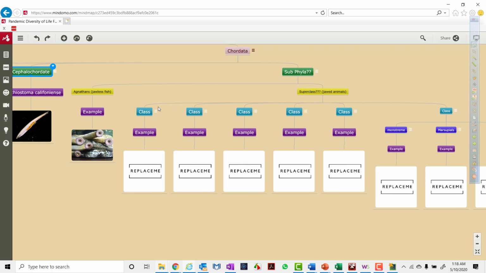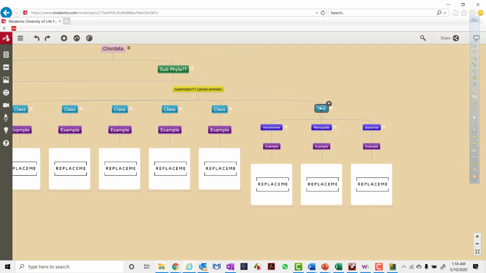In this superclass, there are 1, 2, 3, 4, 5, 6 classes. There's 2 fish classes. There's actually 3 fish. The agnathans are this category. And then there's 2 fish classes in this superclass. And then there's amphibians, reptiles, birds, aves, and mammals.